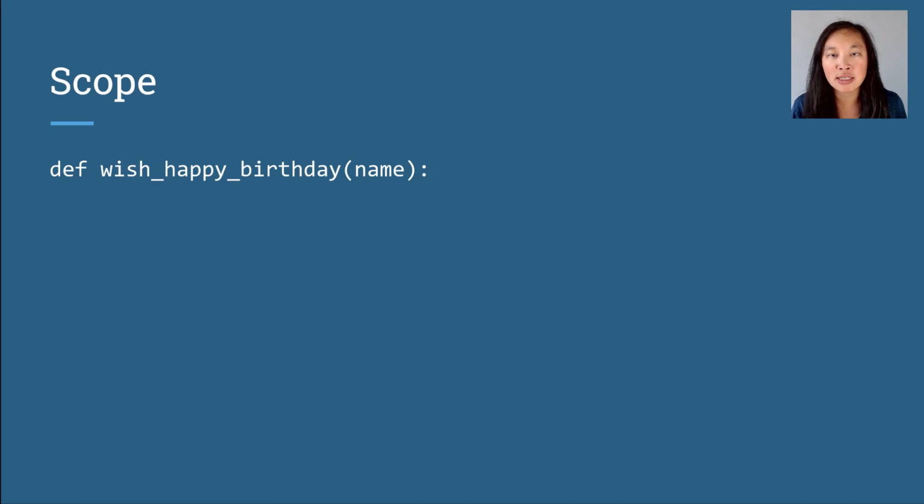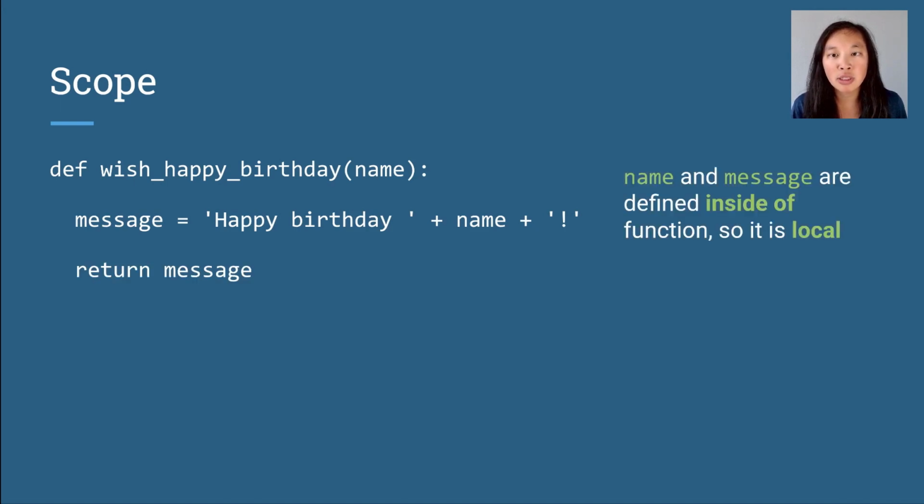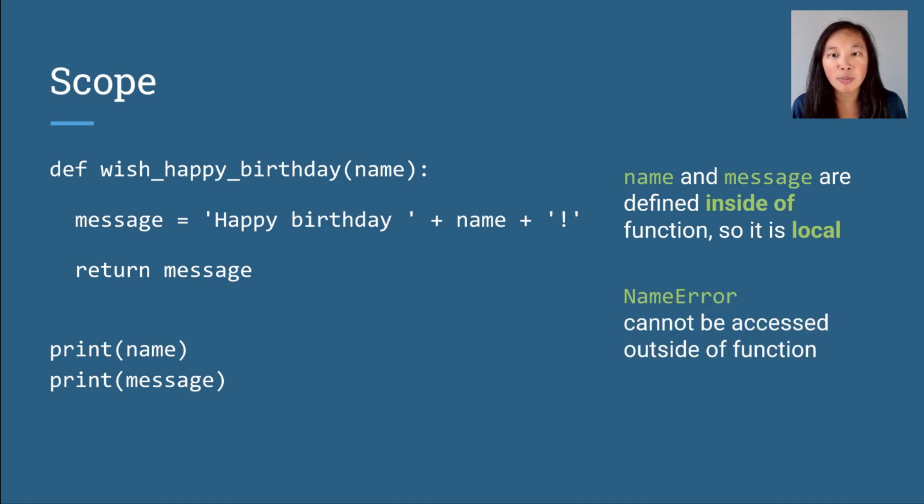Let's take a look at an example. Here we have a function, wish_happy_birthday. We have a message, which is a string, and then we return that message. Name and message are defined inside of this function, so they are local variables. They have local scope. So if we wanted to print name or print message, this is going to give us a NameError because we cannot access either name or message outside of the function where it was defined.